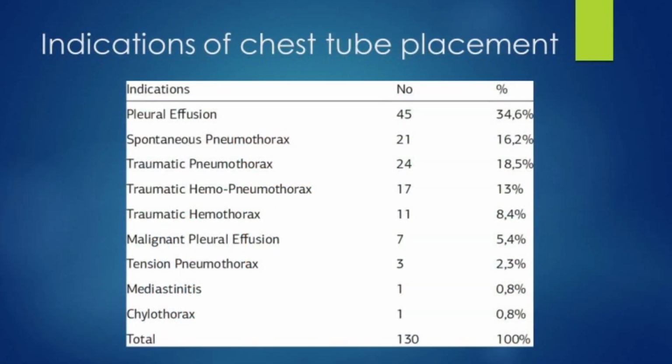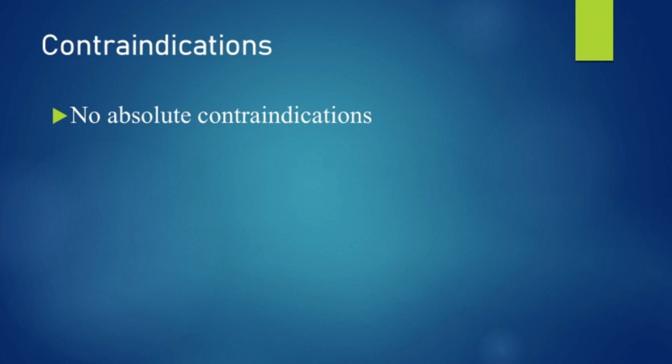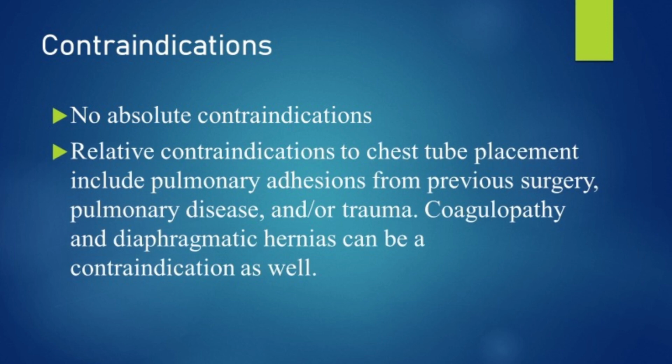If we talk about the contraindications of chest tube placement, there is hardly any, okay? And mostly the contraindications are relative, such as the pulmonary adhesions from previous surgery, pulmonary disease and or trauma. Coagulopathy and diaphragmatic hernias can be a contraindication as well.